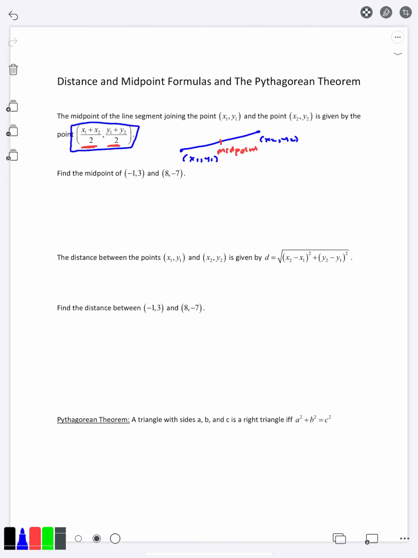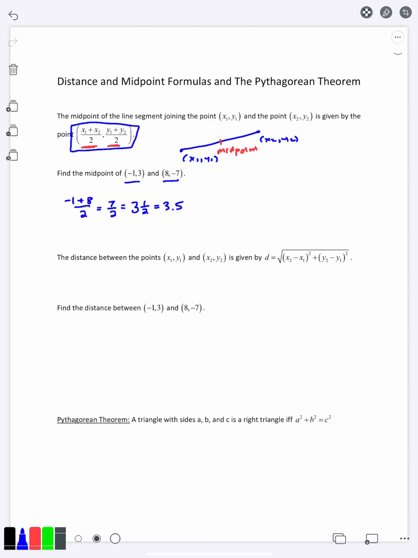We want to find the midpoint between the points (-1, 3) and (8, -7). So for my x-coordinate, I add up the two x-coordinates and divide by 2. And we can either leave that as 7/2, or we can write it as a mixed number, or as a decimal 3.5. They're all perfectly valid ways of doing it.